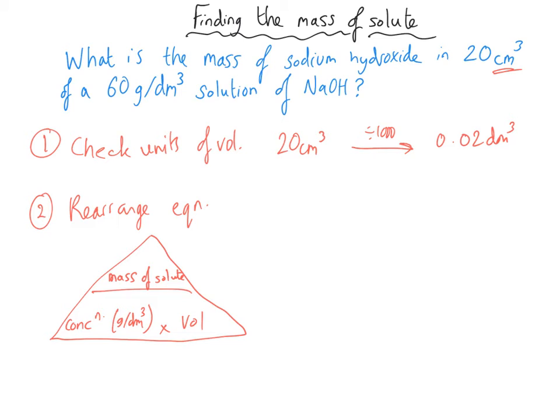And so remember how you use this, you cover up what you're looking for, and we're looking for mass of solute, and we're left with concentration multiplied by volume. So that's what we need to use in this situation here. So since concentration is mass divided by volume, therefore mass is concentration multiplied by volume, which we've got our concentration of 60 grams per decimeter cubed. We know our volume now is 0.02 decimeters cubed, so it's 60 multiplied by 0.02, which is 1.2 grams of solute.